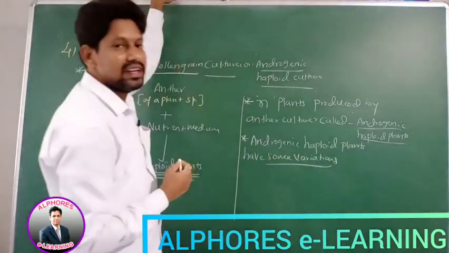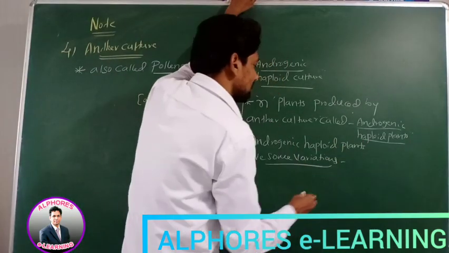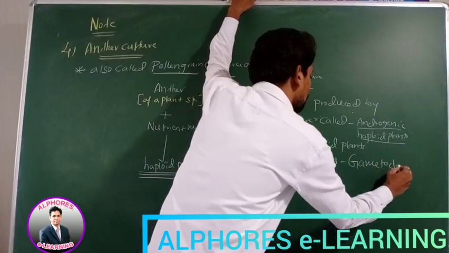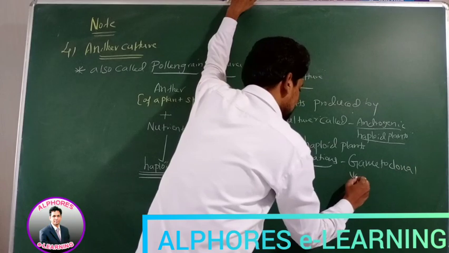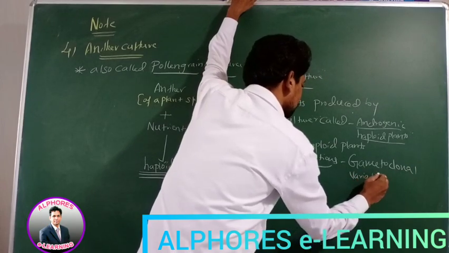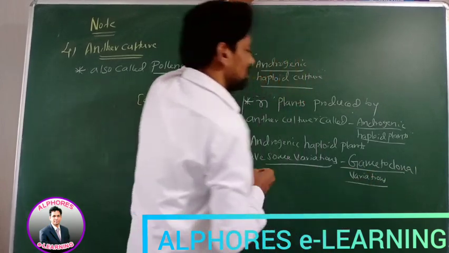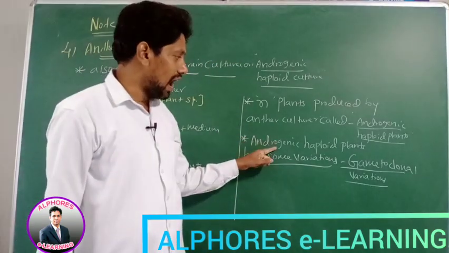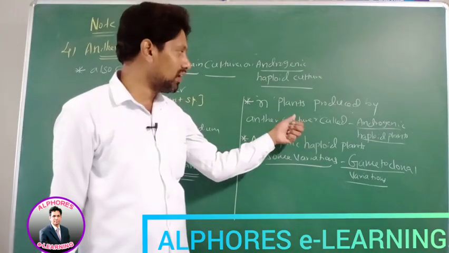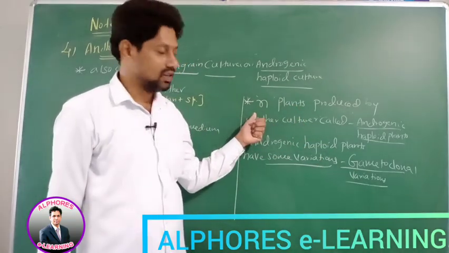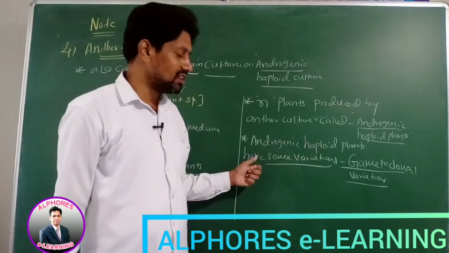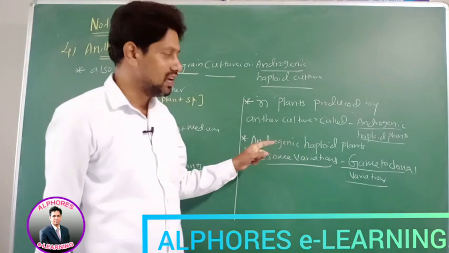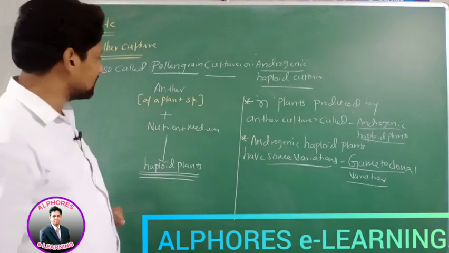Sir, what are these variations called? These variations are called gametoclonal variations. Is this statement okay? Therefore, androgenic haploid plants means the haploid plants produced by anther culture. These androgenic haploid plants have some variations. What are those variations called? Gametoclonal variations.